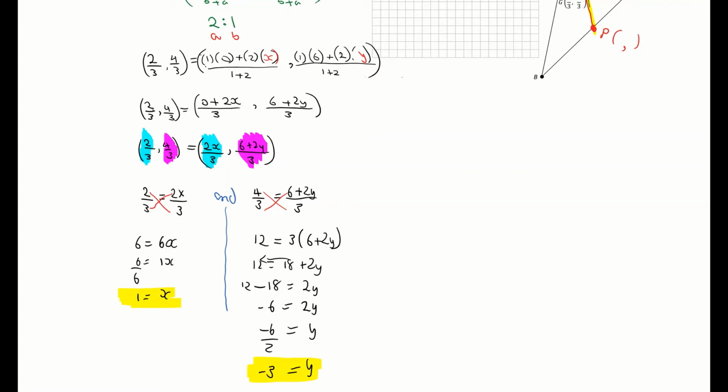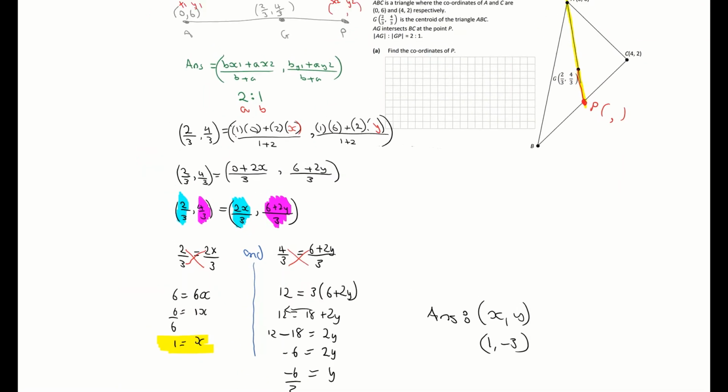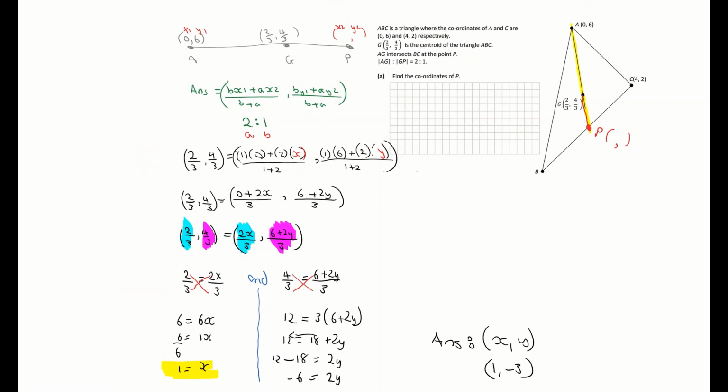So the coordinate, my answer, is my x followed by my y, which is 1, minus 3. That's what the question asked us to find. They asked us to find the coordinates of the point P. So the coordinates of the point P are (1, -3).